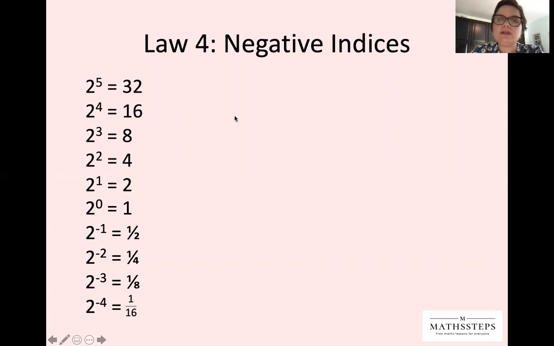Now when you have a letter or a number to the power of a negative power, what you do is, for example, let's take 2 to the power of minus 2. This is the same as 1 over 2 to the power of 2. So pop this into the denominator with positive indices. And the answer is going to be 1 over 2 to the power of 2, which is 1/4. So just like that. Same for every single question.